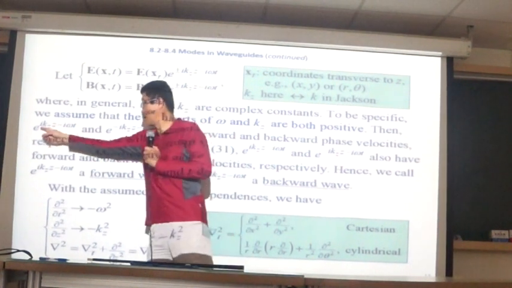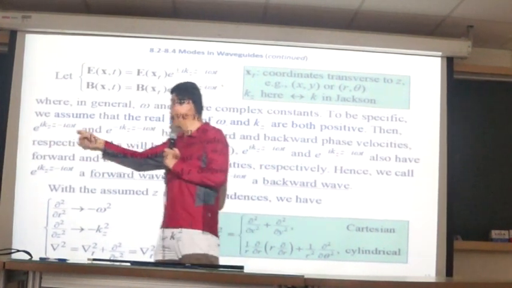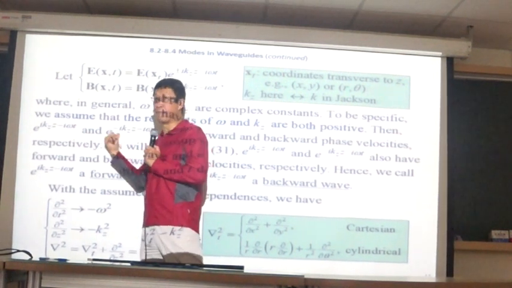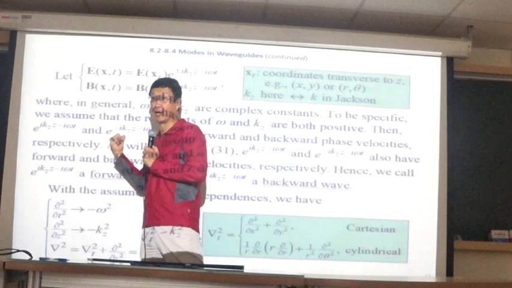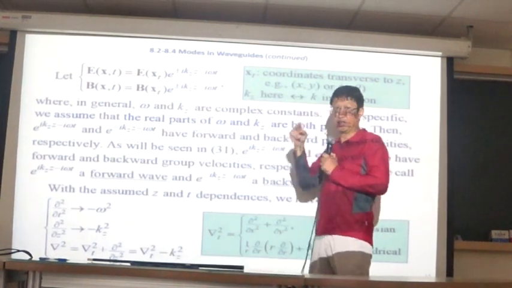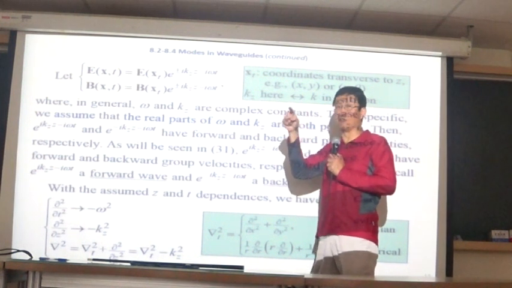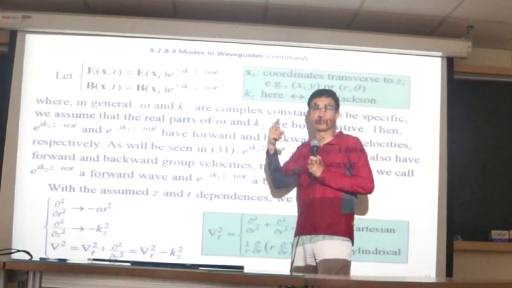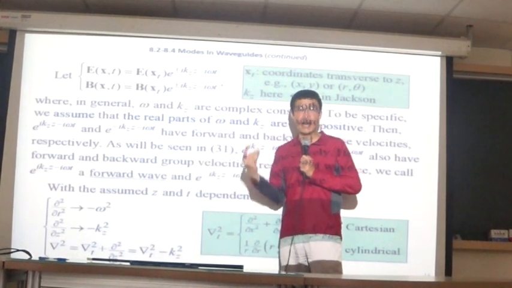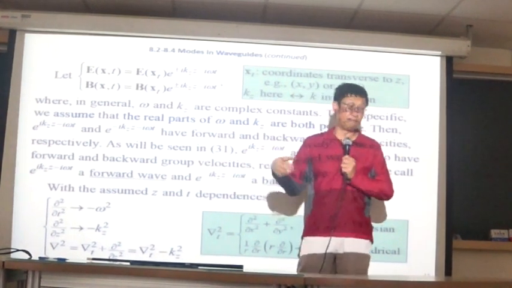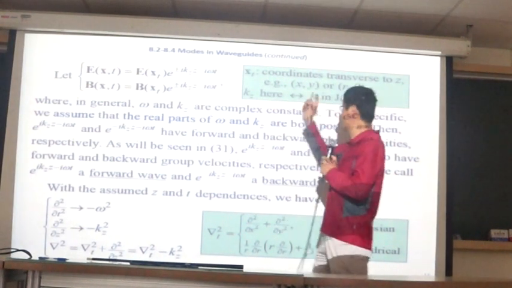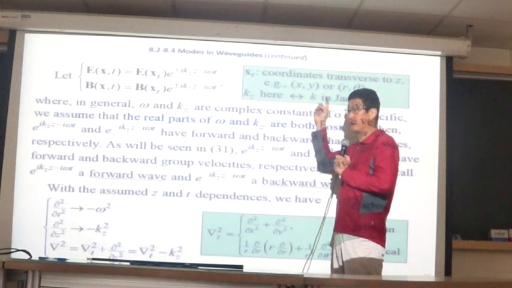So this is plus, this is minus. We know this is forward wave. This is backward wave. Okay. If you use i KZ, then it will depend on the sign of K. K is positive, yes, forward wave. K is negative, yes, backward wave. It depends on the sign. Okay, if you use this notation, be careful.